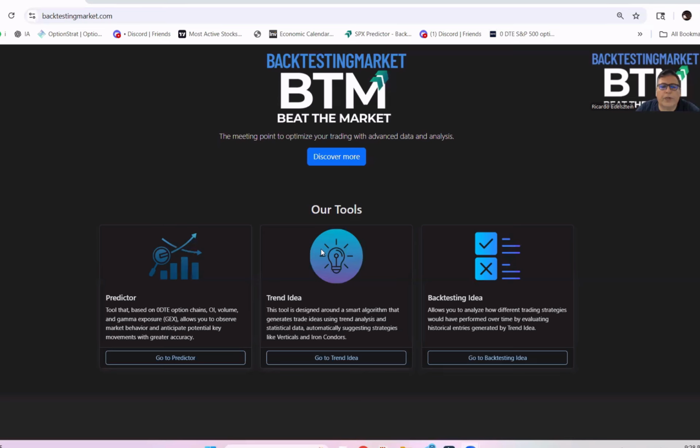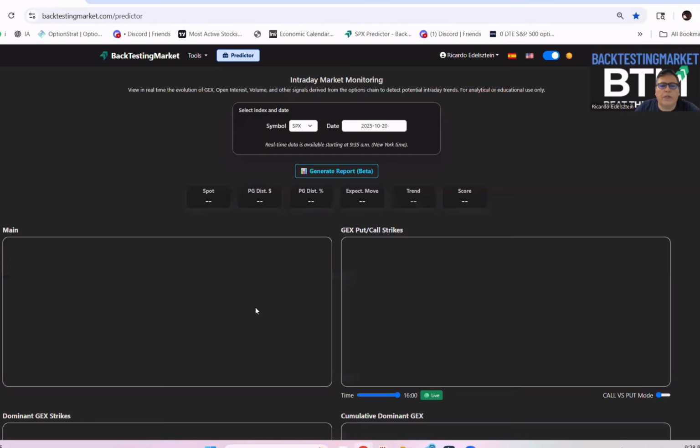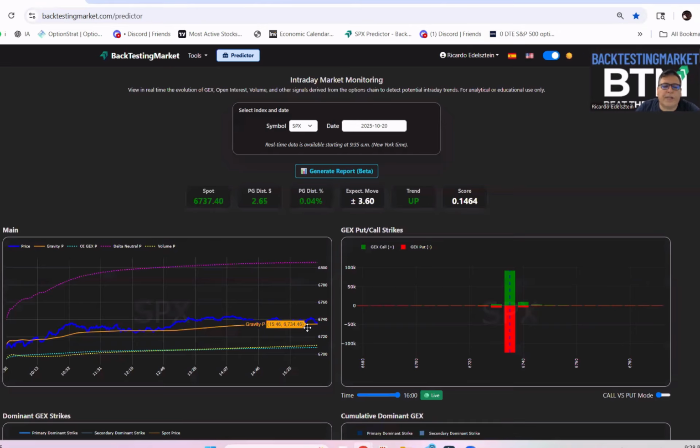On the front page, you will find three options: the predictor, trend idea, and backtesting idea. Let's go to the predictor. This tool has been designed for the option market, specifically for zero DTE. You will be able to analyze the following indexes: SPX, root XSP, and these two ETFs, SPY and QQQ.